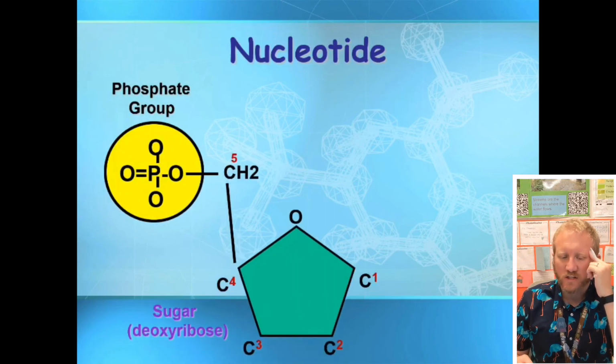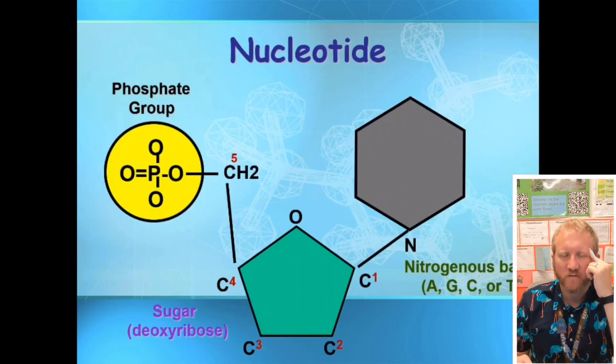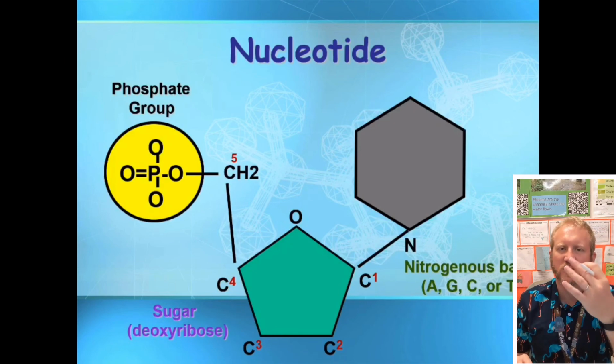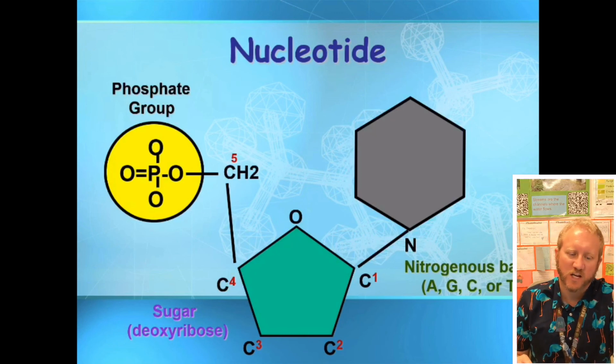So here's what it looks like. You've got your phosphate group. There's your sugar. If it's deoxyribose, it's DNA. If it's ribose, it's RNA. Your nitrogen base, which is A, T, G, or C. Some people think it looks like a chicken. If that helps, go for it.